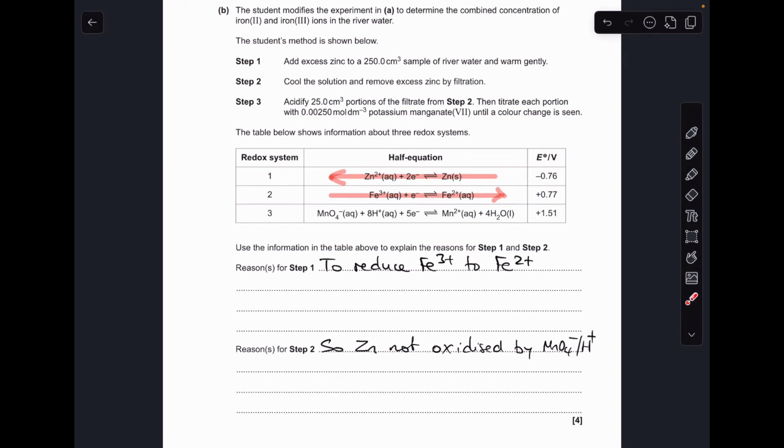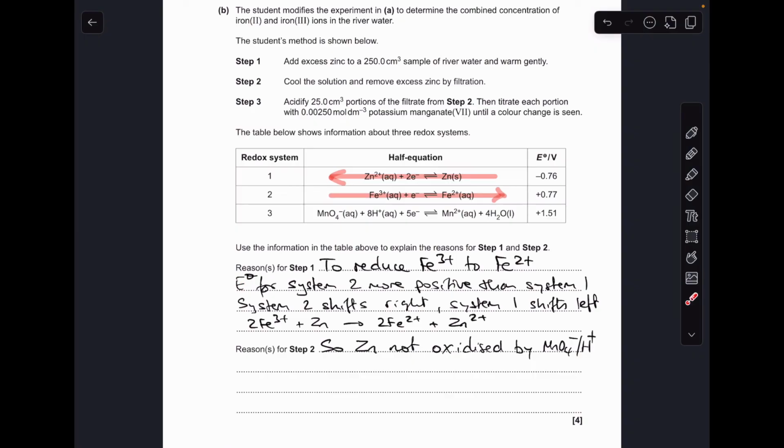So you can see what's happening in that process is the iron(III) is being reduced to iron(II). So I'll write that up, and I'm going to also write an equation just to back up what we're saying. So all I'm saying is the electrode potential for system 2 is more positive than system 1. System 2 is therefore going to shift to the right, system 1 is going to shift to the left, and there's the equation that accompanies that. I've doubled the iron species because there's only 1 electron involved in its half equation, whereas there's 2 in the zinc one.